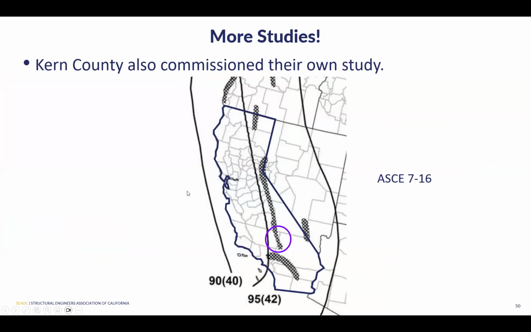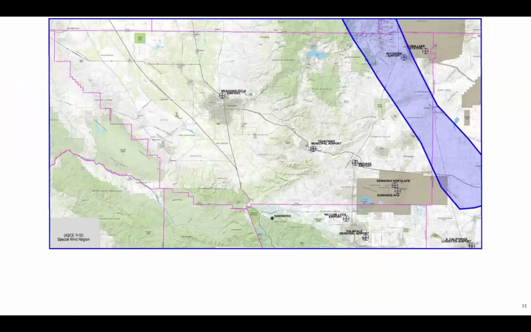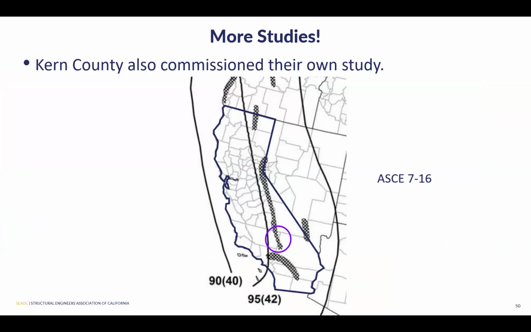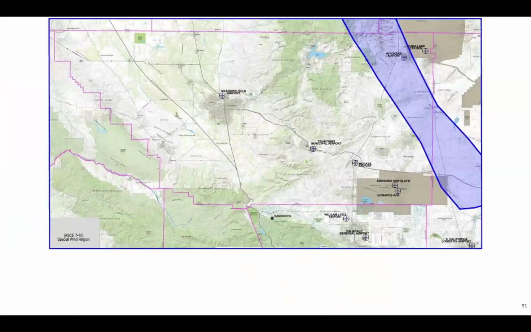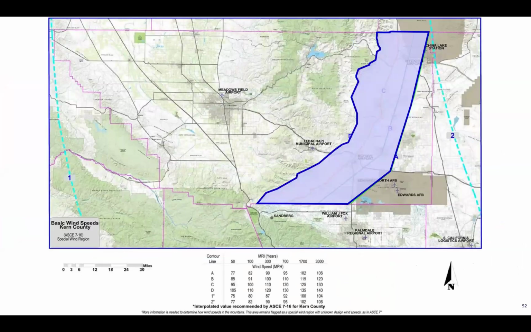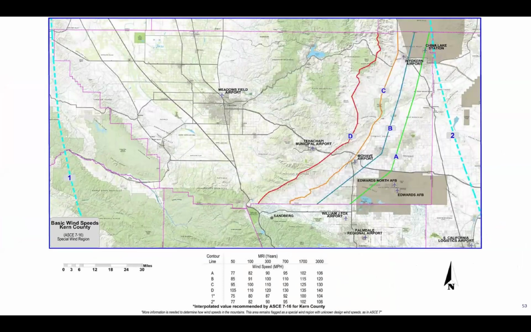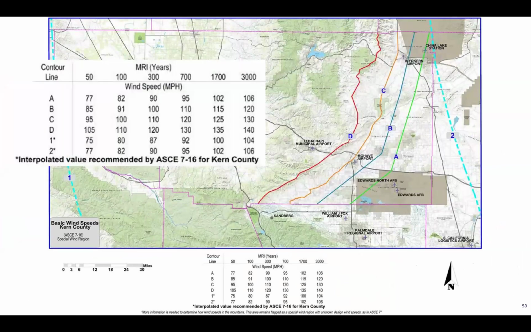Kern County also commissioned their own study, lots of studies. So you can see here, this is a map for ASC 716. This shows the special wind region in the southern portion of that area. And you can see it curves south and east. In ASC 722, it goes the other way. And this is what David showed earlier. It has very tight contours.